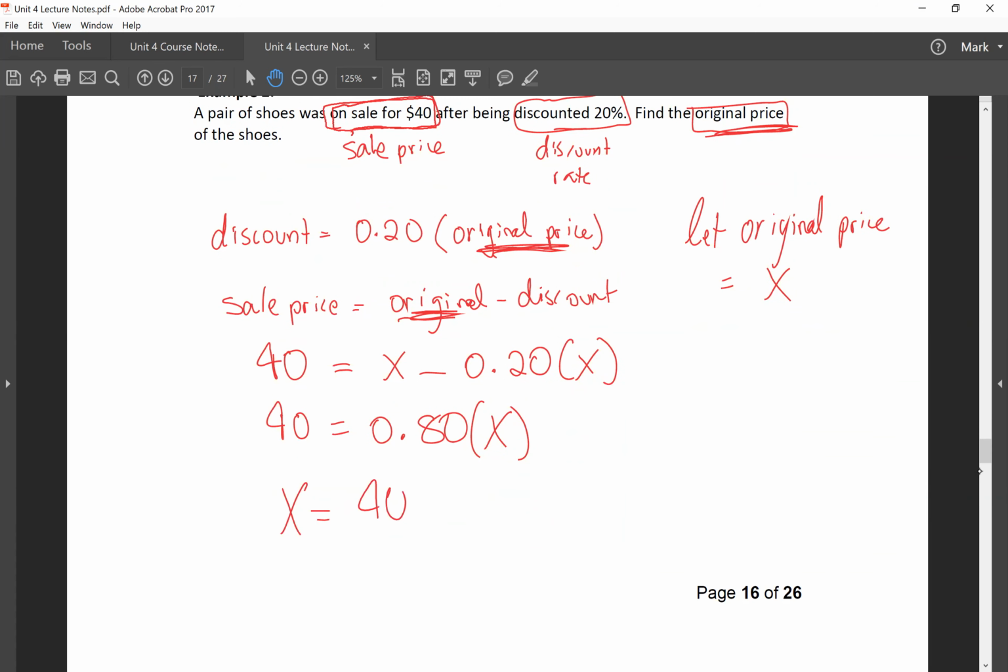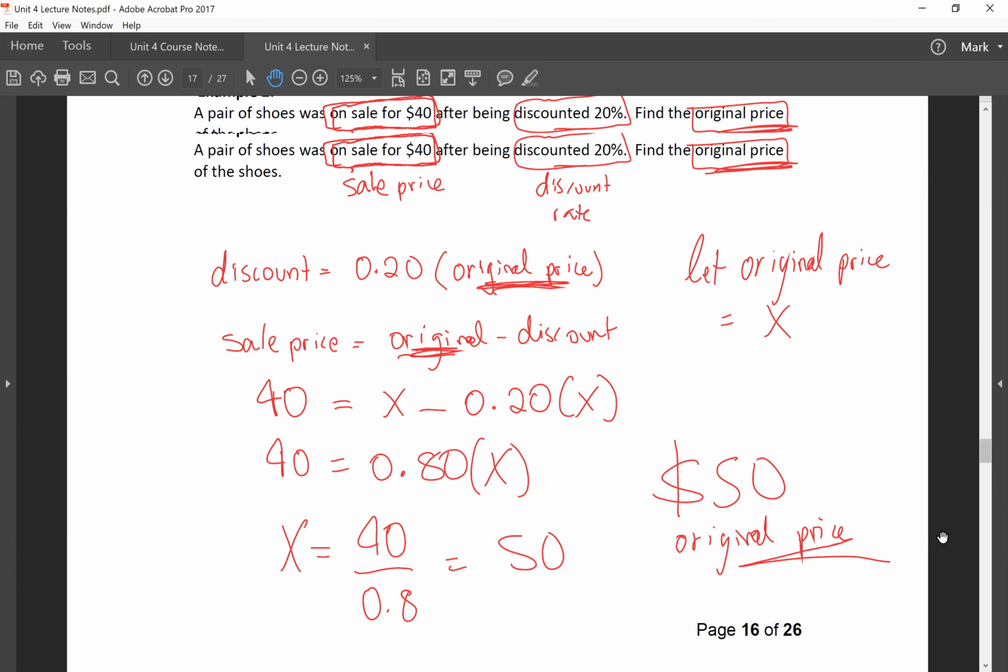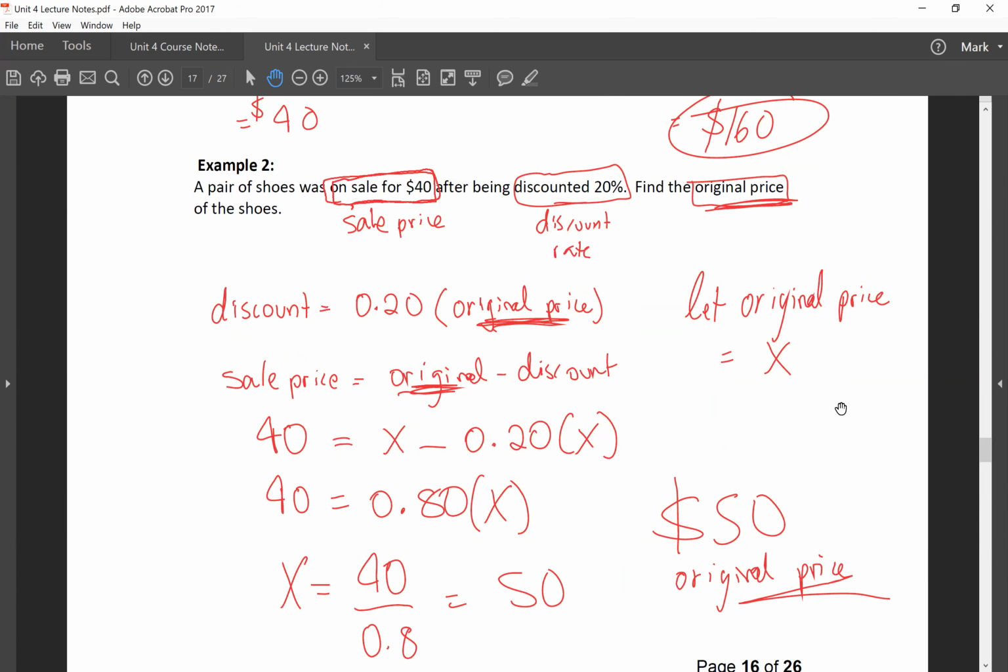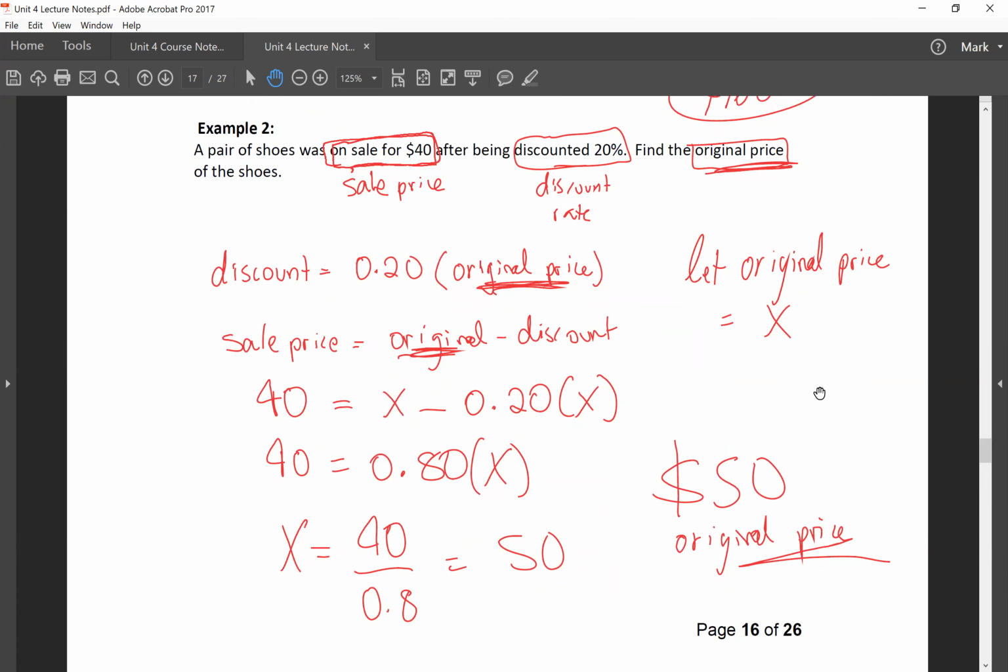So now I solve for X. X will be 40 over 0.8. You will get 50. $50 is the original price. That's it. So again, that should make sense. The pair of shoes were on sale for 40. The original price would then be 50.